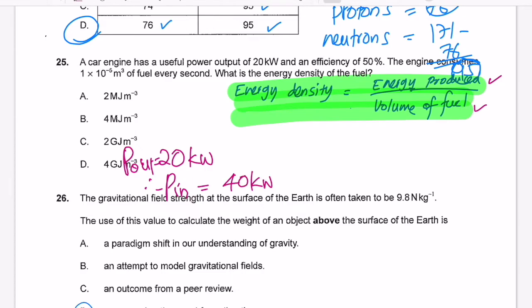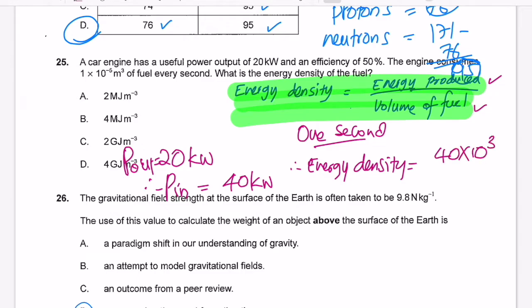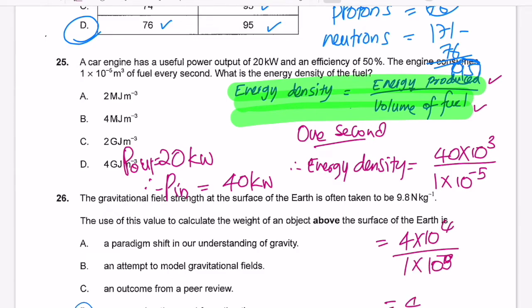Now if you think about 1 second, energy density is how much energy produced in 1 second, 40 times 10 to the power of 3. And how much volume is used? 1 times 10 to the power of minus 5. So this becomes 4 times 10 to the power of 4 divided by 1 times 10 to the power of minus 5, 4 times 10 to the power of 9, right?